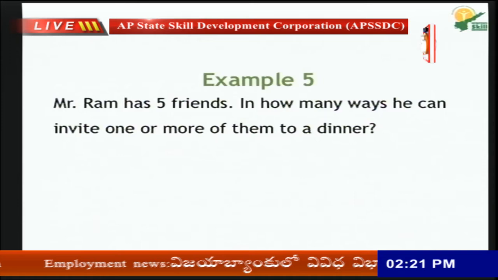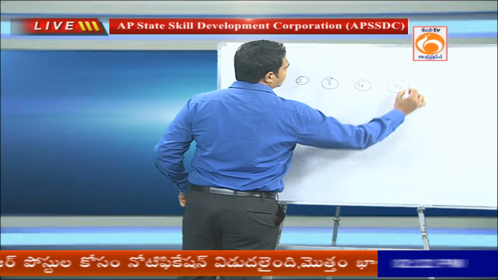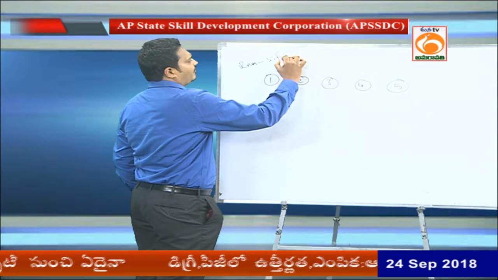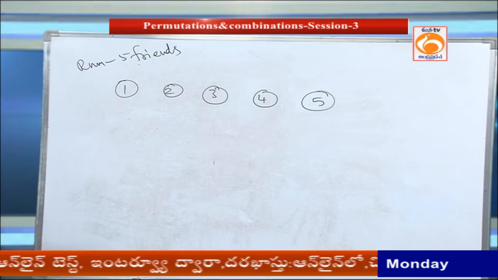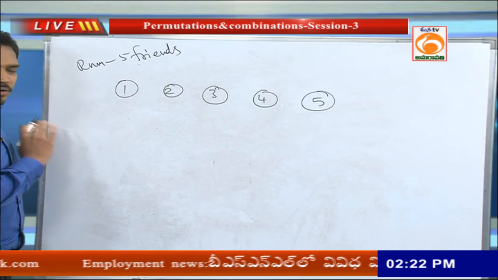Now let's say Ram has five friends: first, second, third, fourth, fifth. Try to understand: in how many ways can he invite one or more of them to the dinner? Simply, he can invite only one friend, not necessarily the first friend. We are not bothered about the order here, this is just the count.